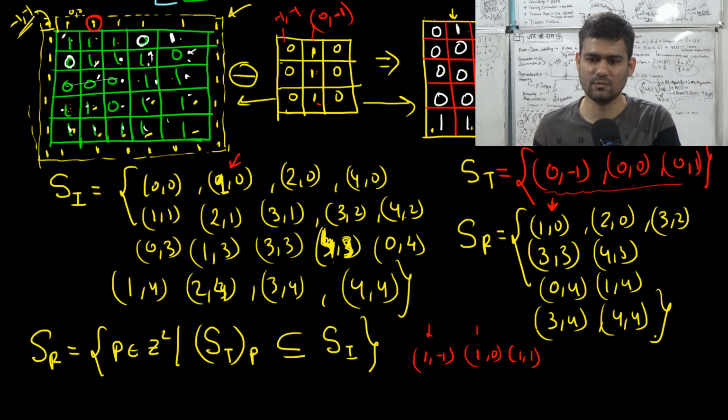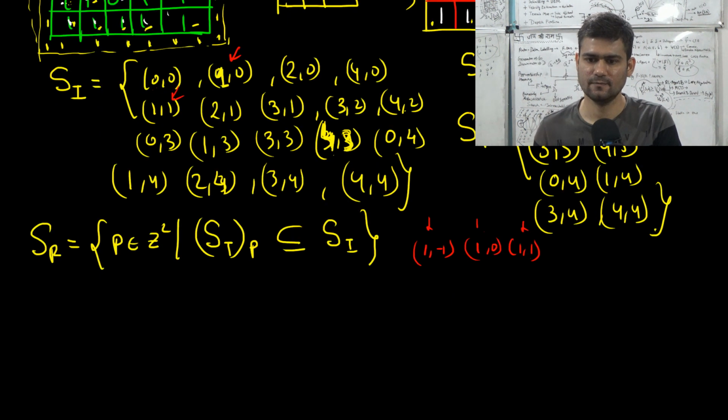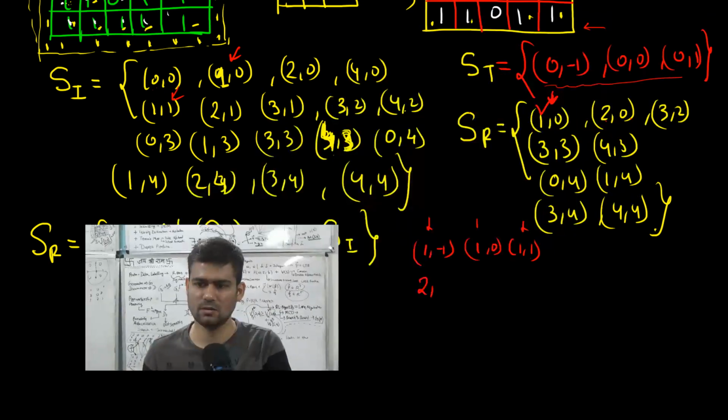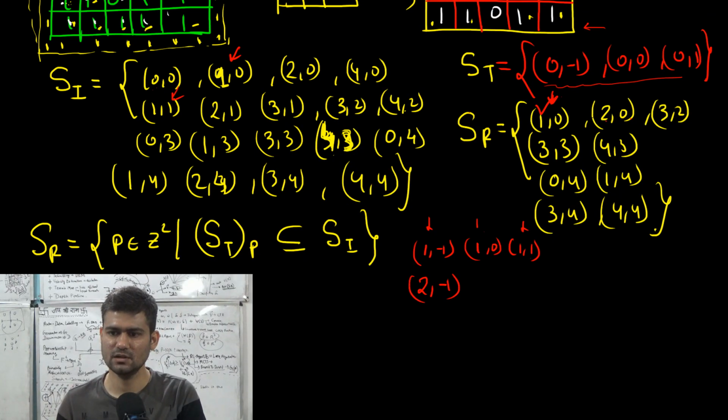Now let's check (1, 1). So (1, 1) is again part of our set SI. So this (1, 0) holds true. Now let's translate our set with (2, 0). So (2, 0) will give us a new set: (2, -1). Add (2, 0) to this, so we'll get (2, 0) and we'll get (2, 1).